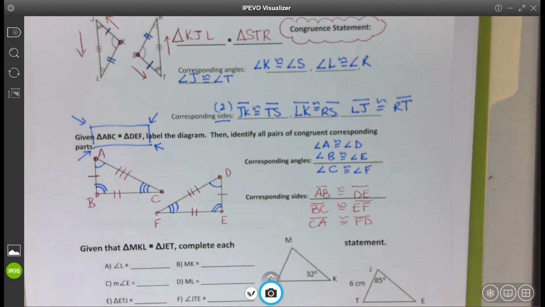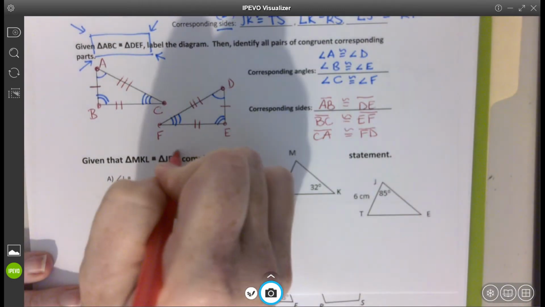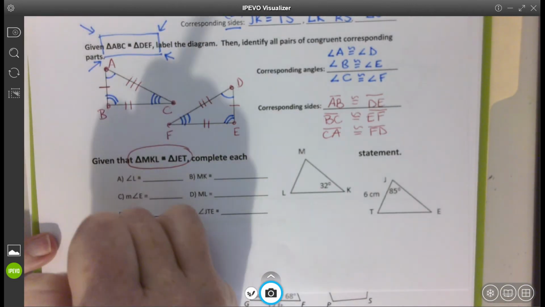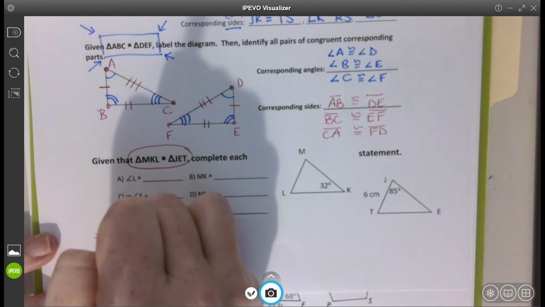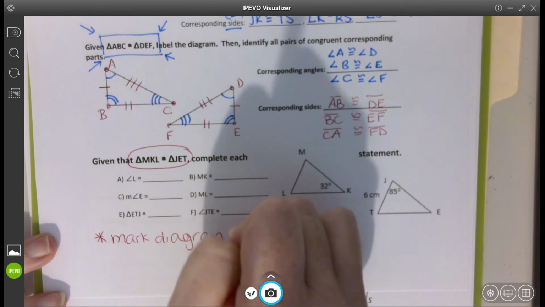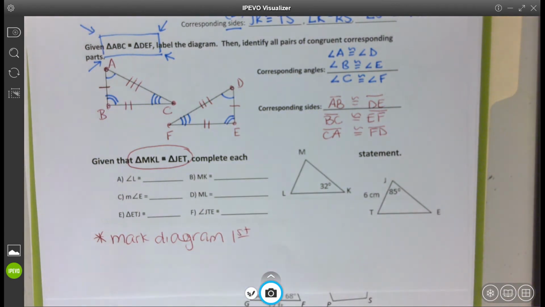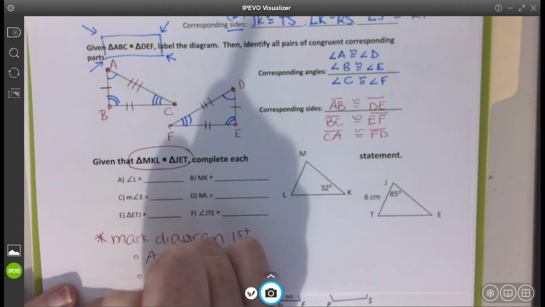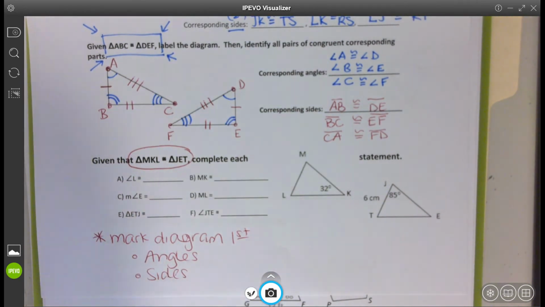So now we're going to look at what happens when we are given a problem asking for more information with our congruency statement. So here is my congruency statement. What I would do first is mark my diagram. Now, what that means is I want you to mark angles and sides before you answer any of the questions. So now I'm going to mark my diagram.